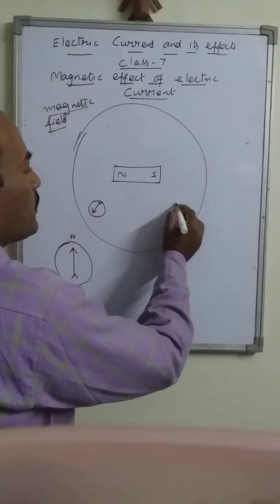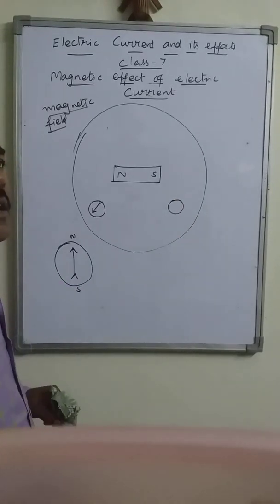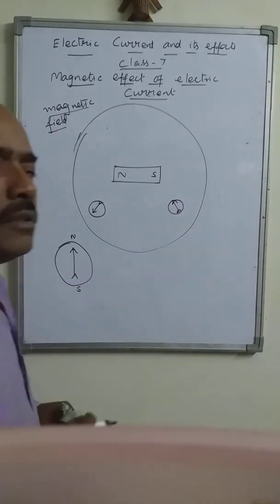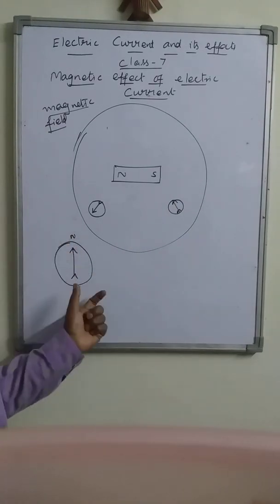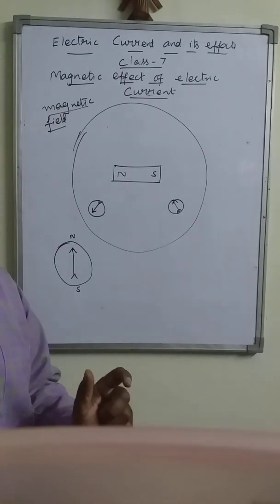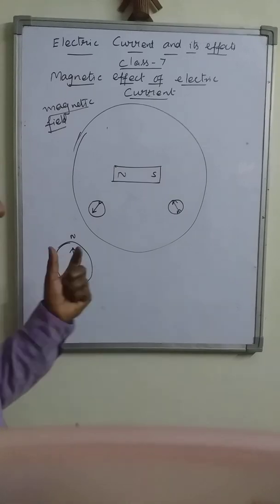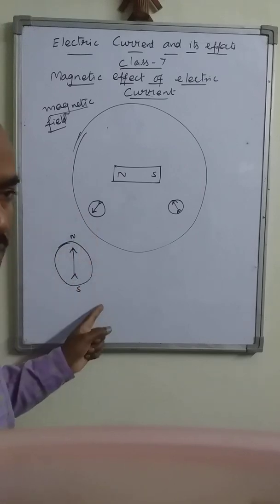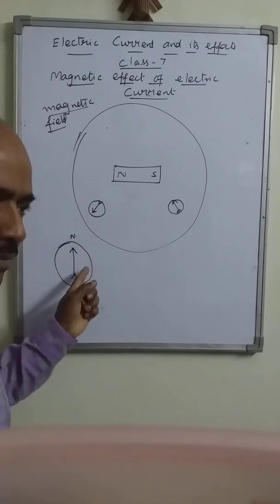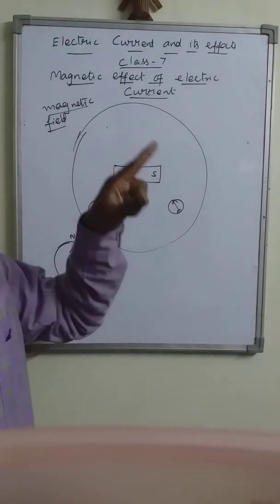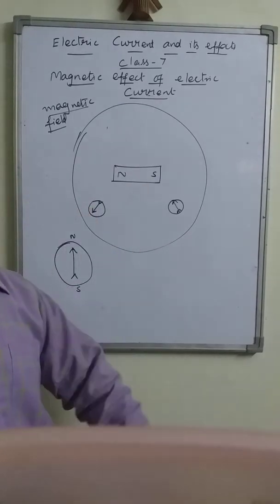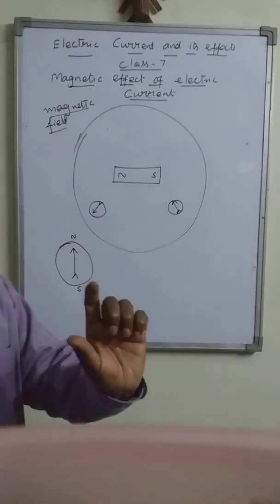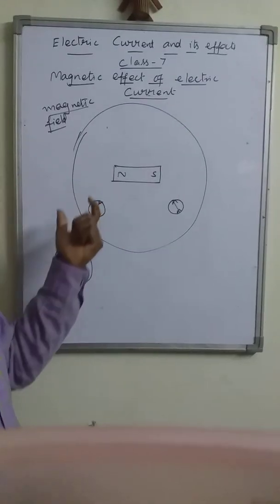If the needle is placed here, then the needle orients in this way. So a compass needle shows deflection from its original position. That original position is north-south of Earth. It will deflect when it is placed inside any magnetic field.